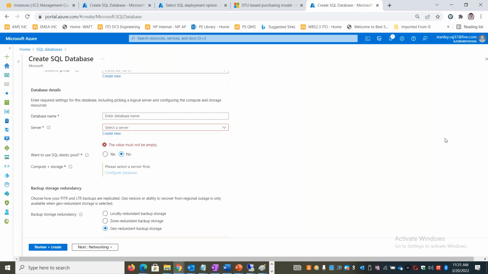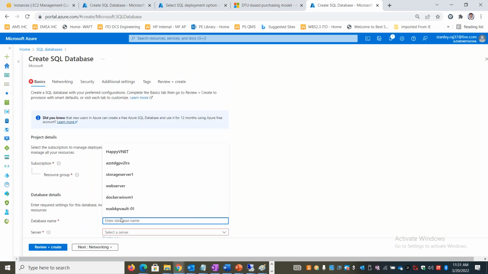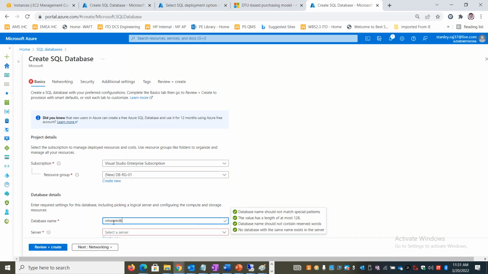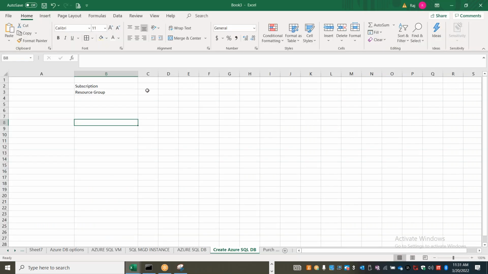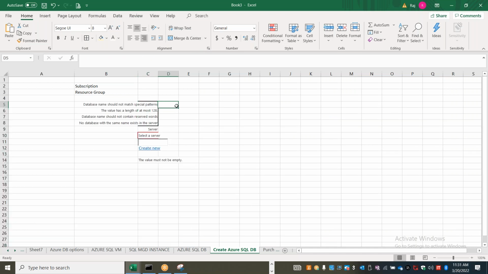Now it will ask for the database name. The database name is the actual application backend database. This is not the instance name. For example, if I'm planning to create a database for my VMware database, I can give it a name called VCDB and assign it to the application. It checks a few things: it should not have any special patterns or characters. It has some limitations, so make sure you are following that.